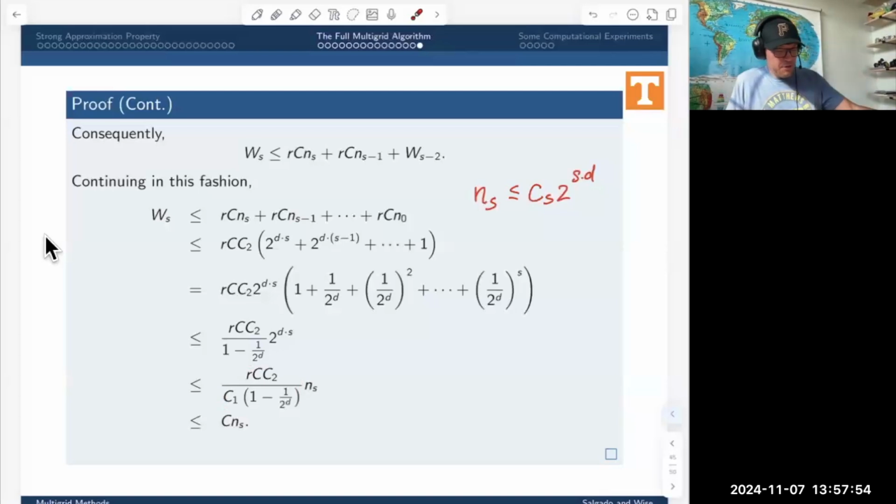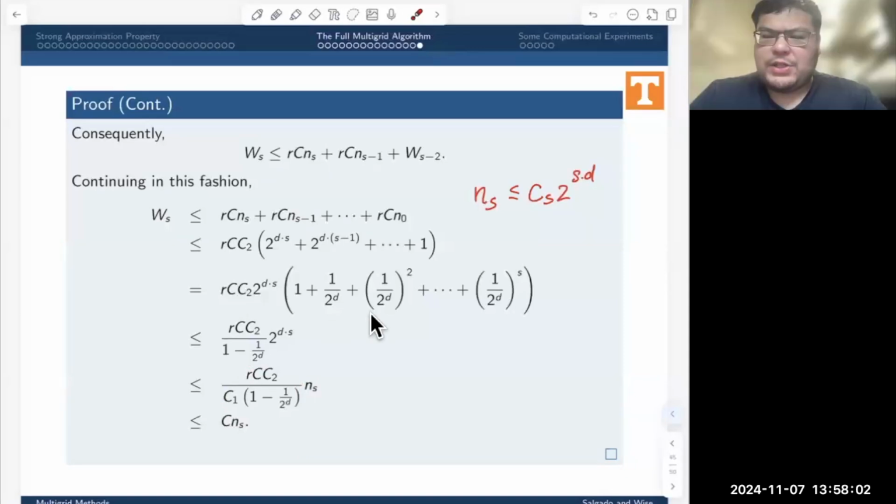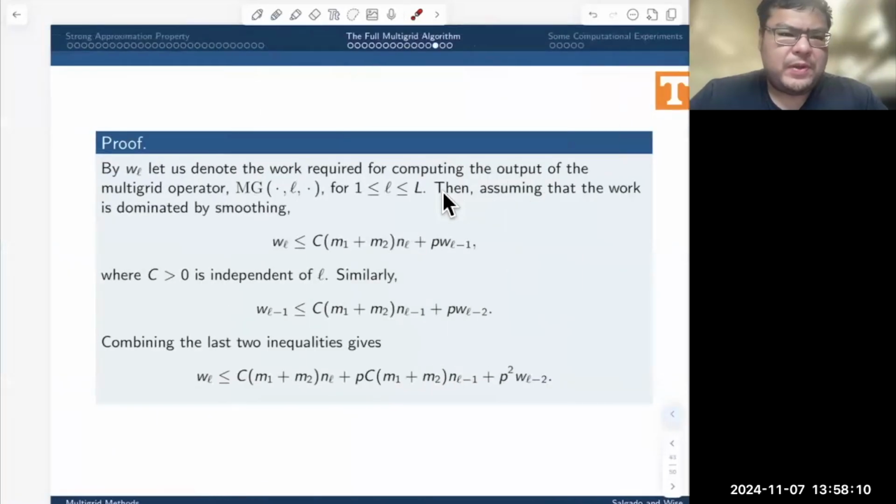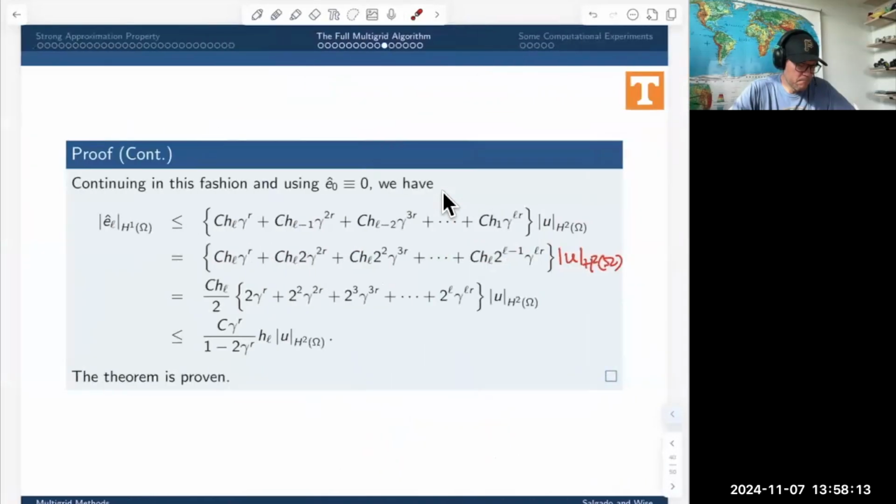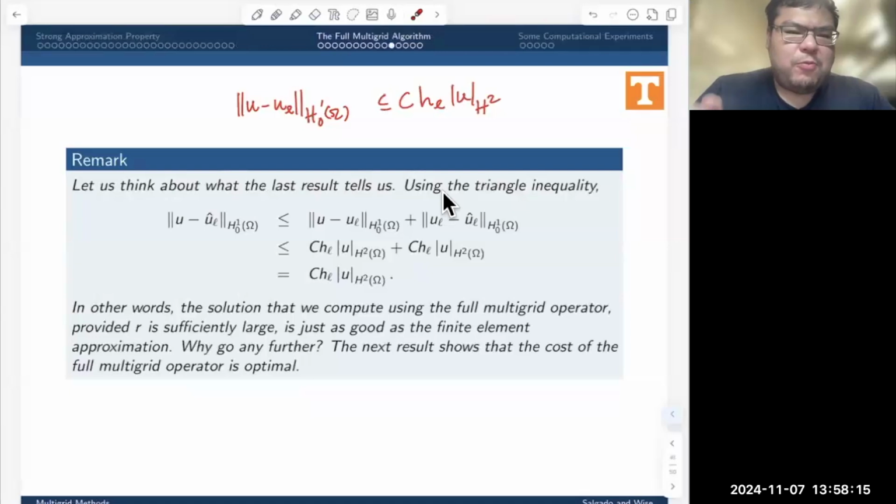You can turn your cameras on, and I can take some questions that you might have about this, talking about the full multigrid algorithm. I have a question. Yeah. Can you go back to the algebraic error theorem? Yeah, that theorem, two pages earlier. Okay.